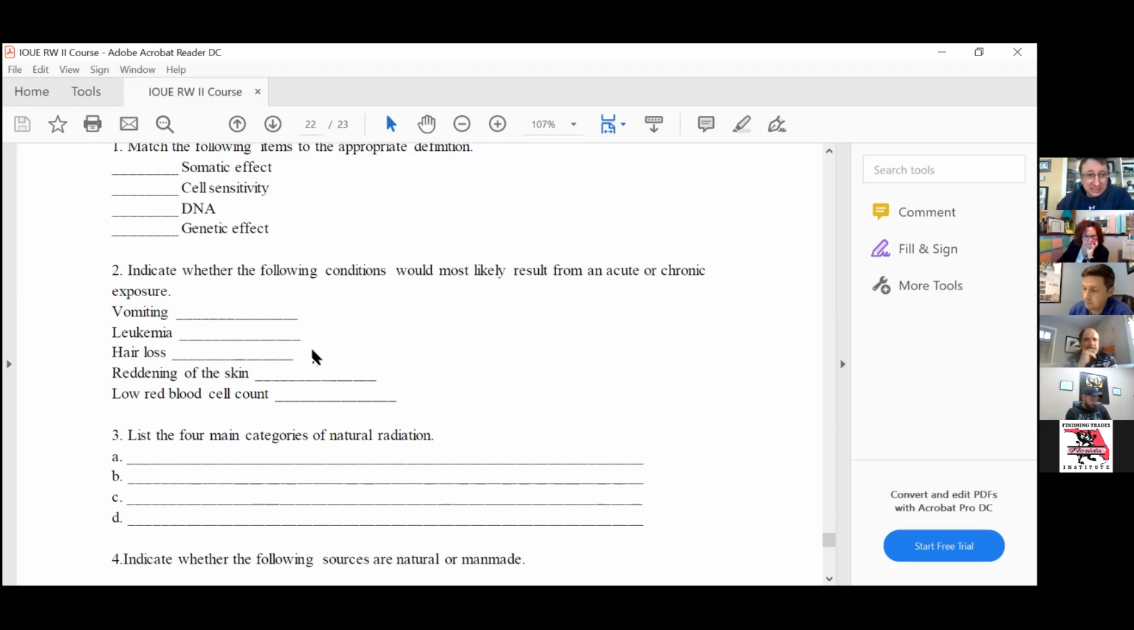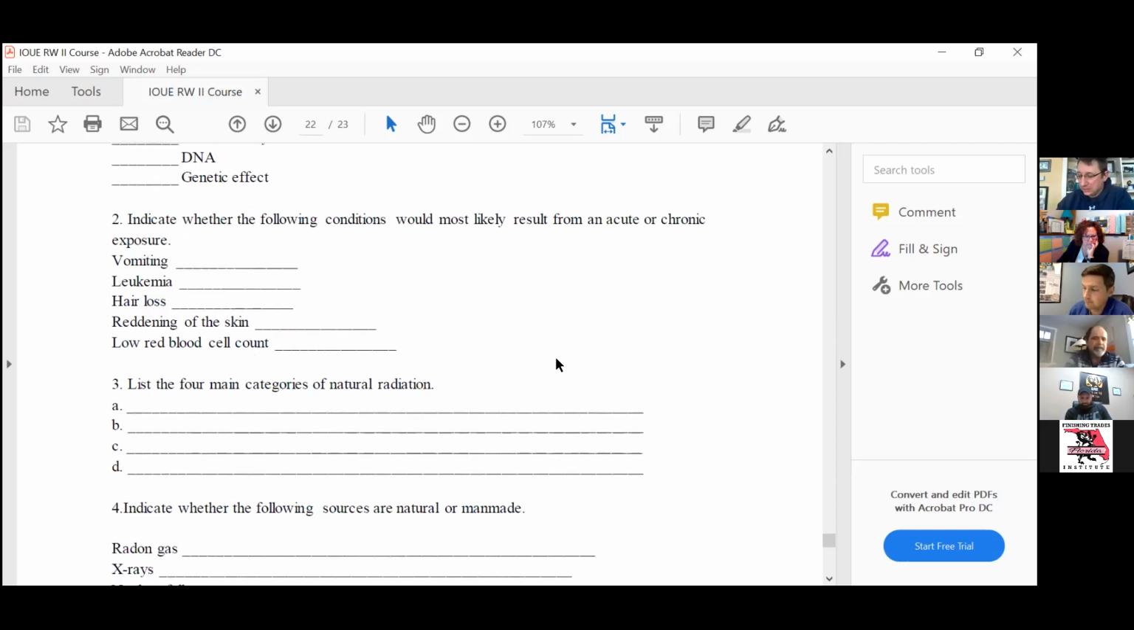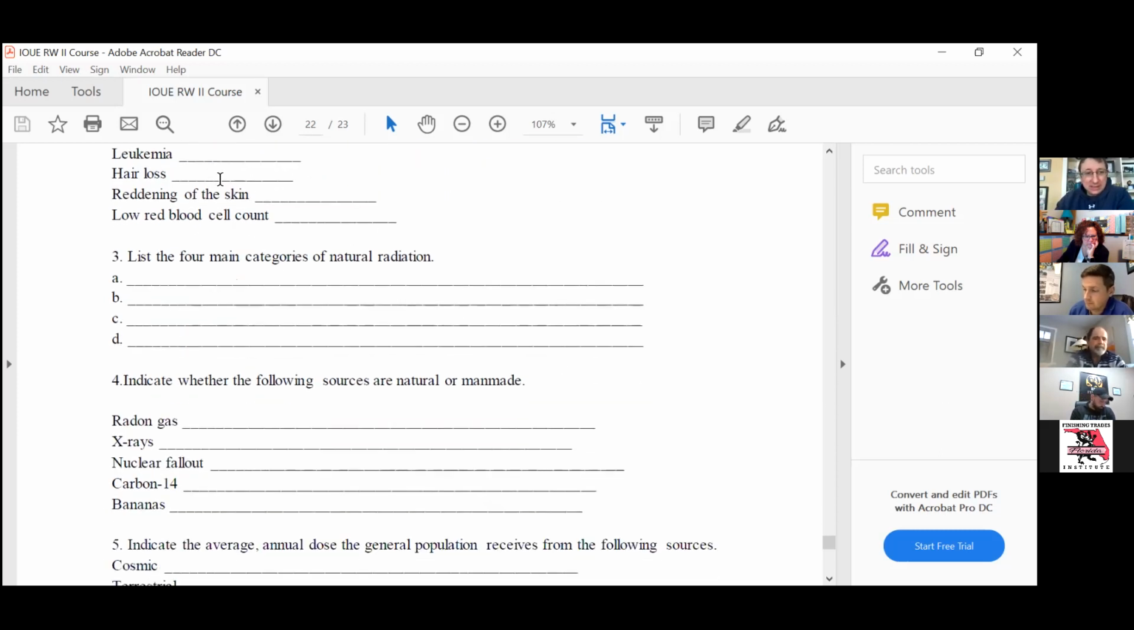Okay. And how about skin? Acute. And how about the low red blood cell count? Chronic. Good. And again, that's one too, if you happen to detect it at the time, it could be something associated with acute, but it would come right back. If you've got a suppressed red blood cell count consistently, that's a chronic issue.